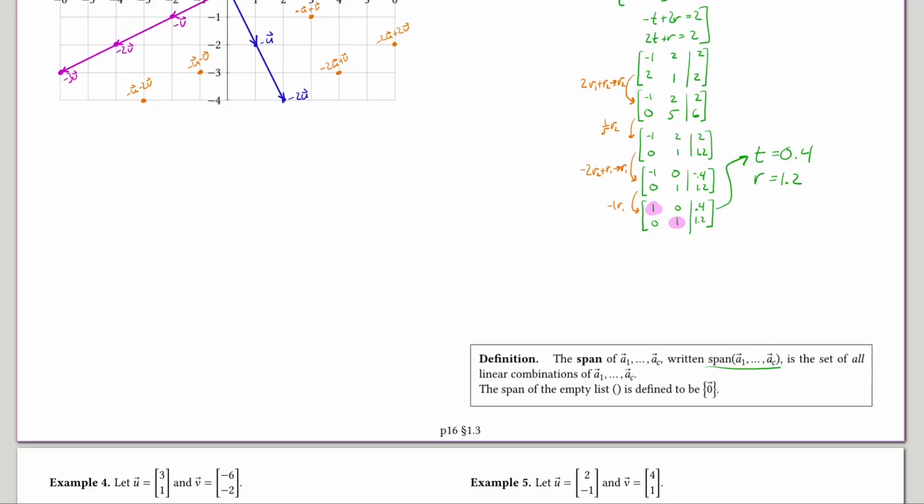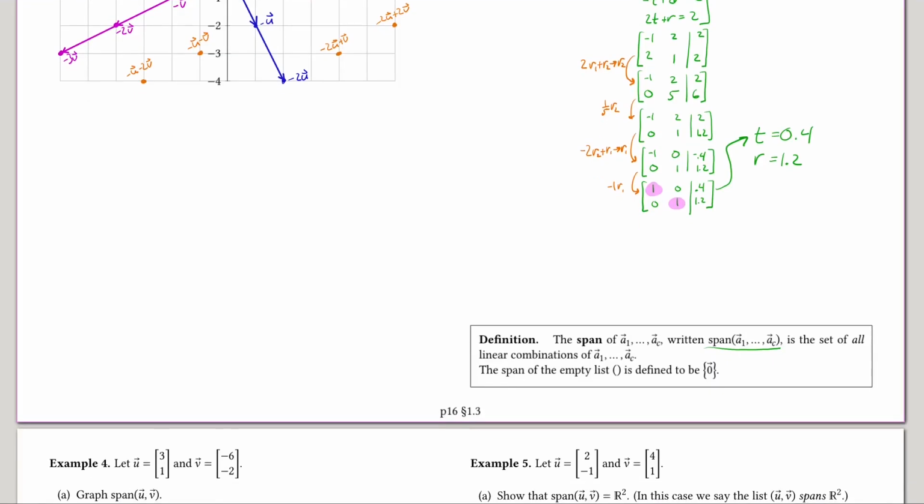Welcome back as we continue plowing through section 1.3. Let's start talking about the span of a list of vectors.